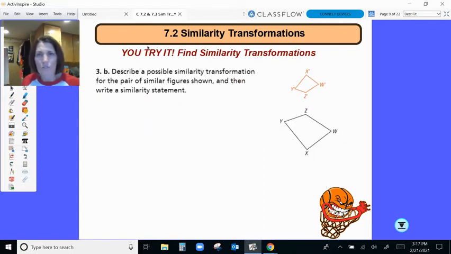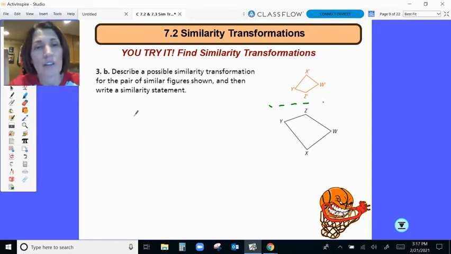Okay. So how about this one? What are we going to do with this one? Again, if I look at X and X down here and Z, they're kind of flipped, right? So we know we're going to have to first flip it. We're going to have to first reflect it over some line that's going to make it flip around. And then we're going to have to translate it and then dilate it. Okay. And that's all you're going to have to say.